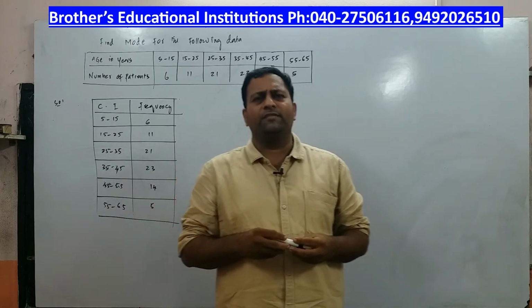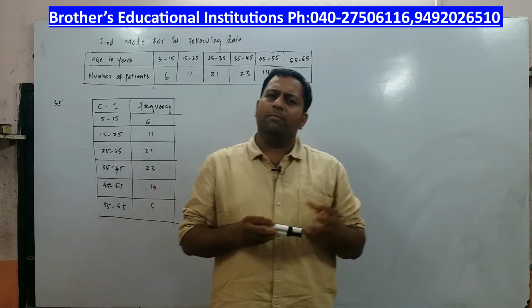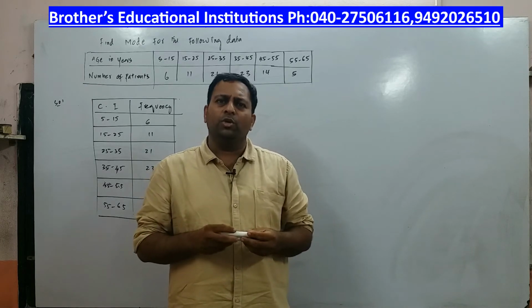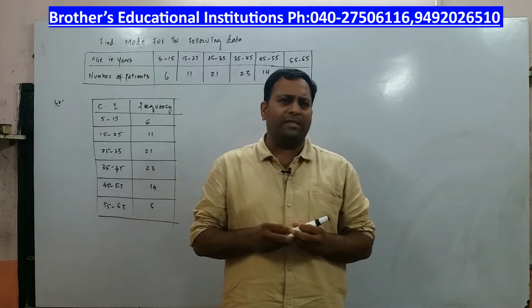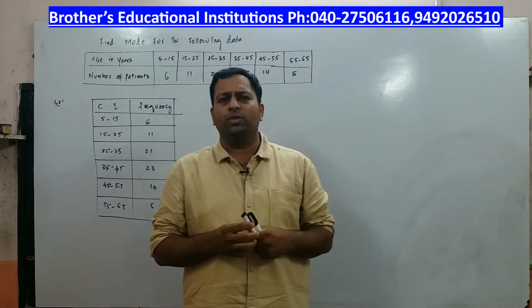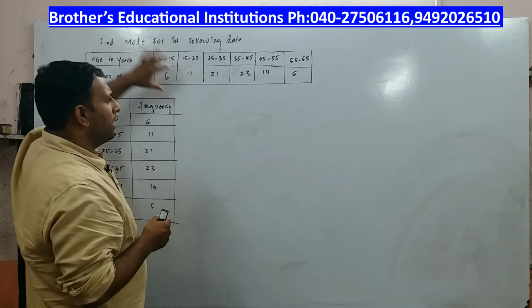We have already discussed the formula, and the formula is L plus (F1 minus F0) by (2F1 minus F0 minus F2) into H. I am sure you are perfect with that formula. You have revised that formula which was given to you in the last video, and now we will do a problem based on the mode. Find mode for the following data.